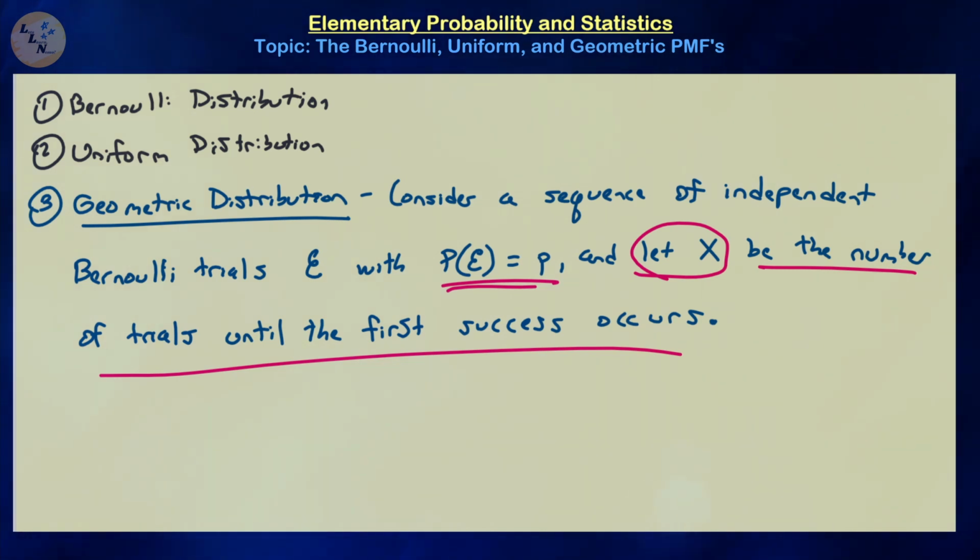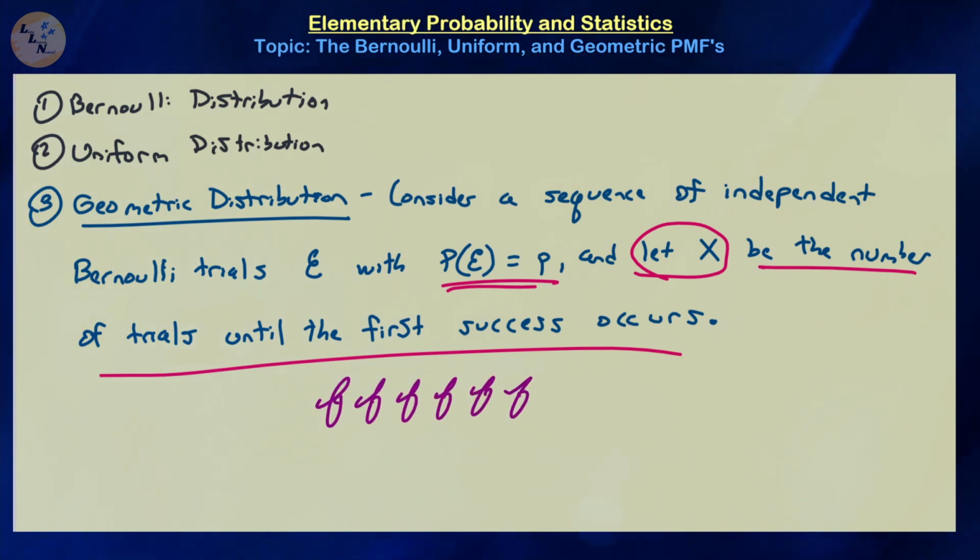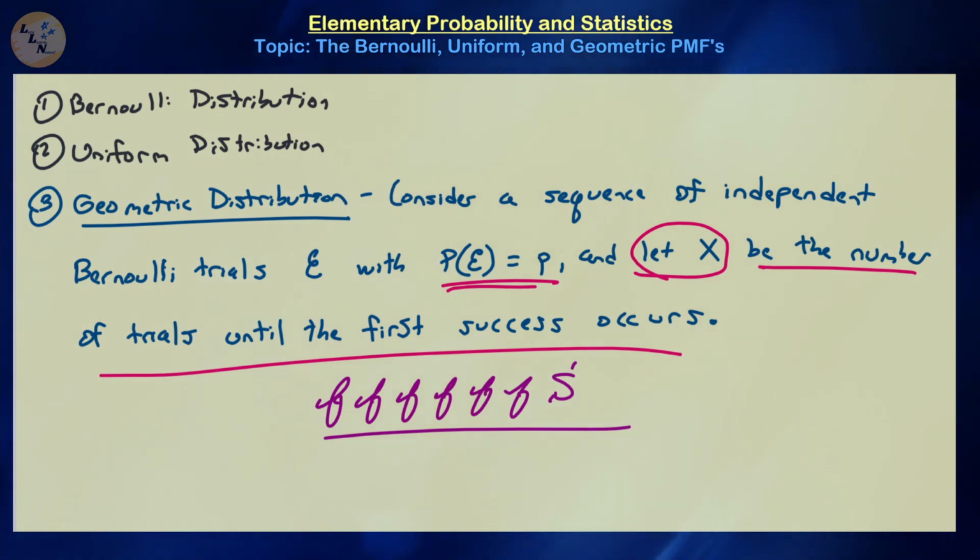So what type of sequence are we looking at here? So for example, if I have the sequence failure, failure, failure, failure, failure, failure, success, this is a sequence, let's assume, of independent Bernoulli trials, right? So what would its probability be?